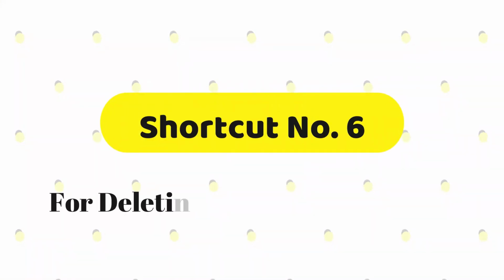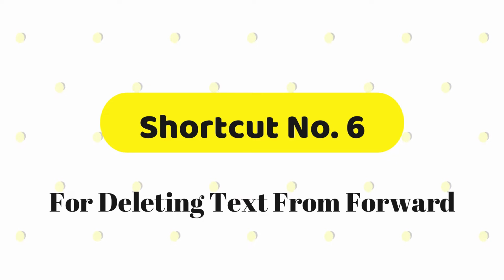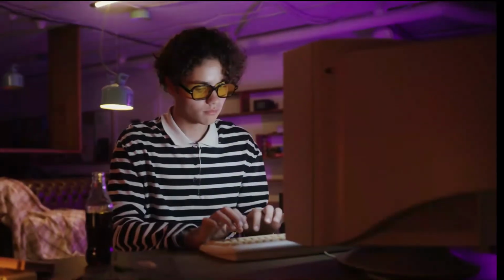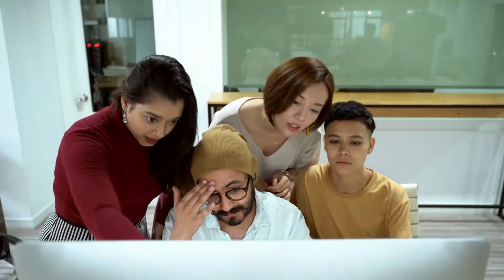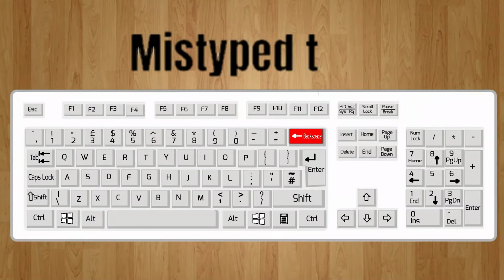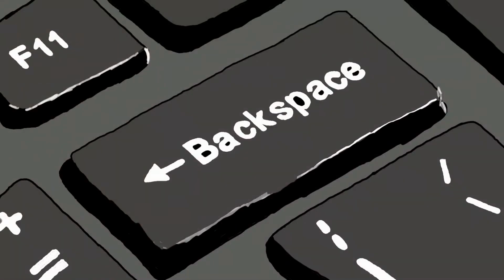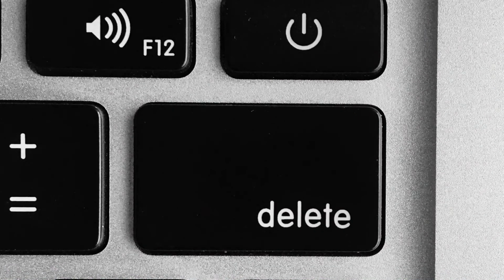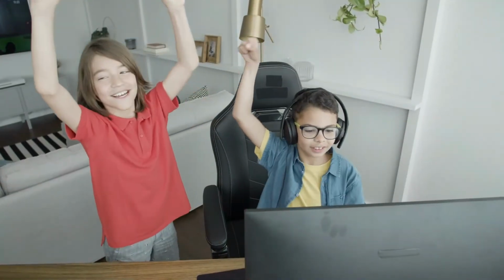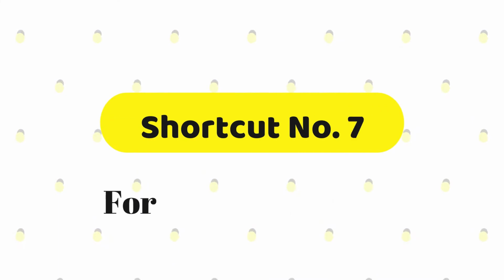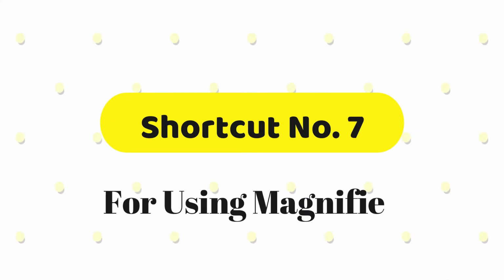Shortcut number 6: for deleting text from forward. Suppose you are typing something in Microsoft Word or Notepad or renaming a file, and you notice that you have mistyped some text before. For correction, you usually delete the mistyped text only from the back with the Backspace key. But you can use the Delete key also to delete the text from forward. Is it interesting?